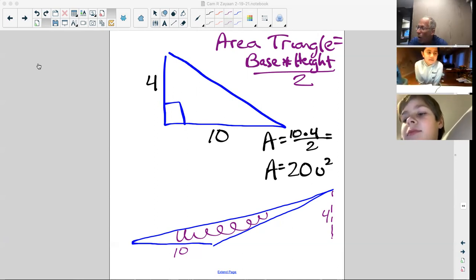So boys, I want you to have fun with triangles. If you do any cool triangles and want to send me pictures of your triangles with area, I would love to see it.